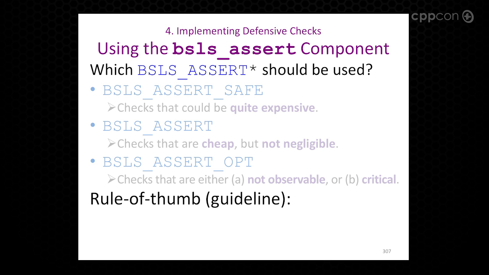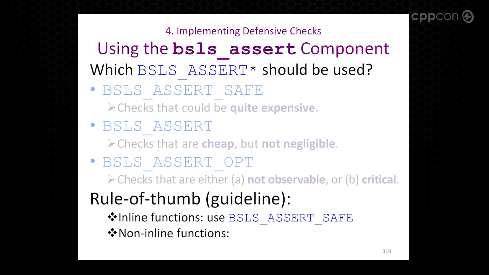So the rule of thumb guideline is you don't really use opt much at all, and for inline functions, you use safe, and for non-inline functions, you don't use safe, you use the default, because that seems to work, and the criteria seems to be about right like that. You always have the option to do something different if, for whatever reason, your check in the CPP file is particularly expensive, then you would use a safe assert.